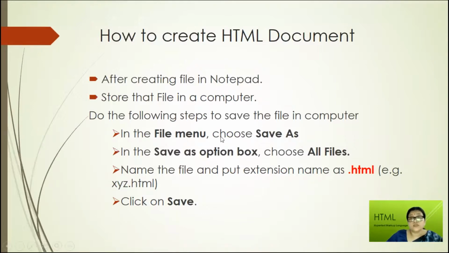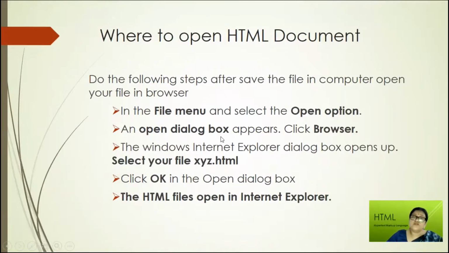After saving your file, you want to see that file in a browser. So you have to follow these steps. Click on the File menu and select the Open option. An Open dialog box will appear. Click Browse and the Windows Internet Explorer dialog will open up. Select the file xyz.html which you have created on your own. Click OK in the Open dialog box and the HTML file opens in Internet Explorer. You can use a number of browsers for opening your file.